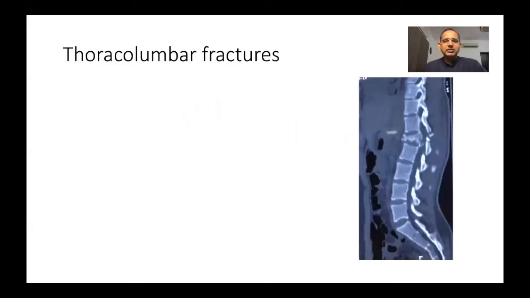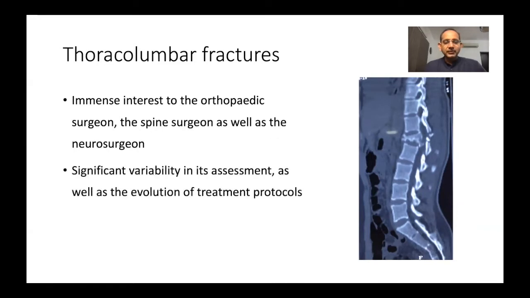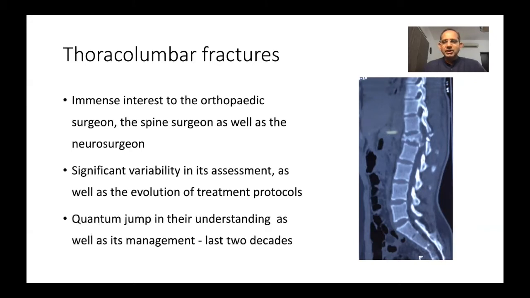Thoracolumbar fractures are one of the most common entities that we encounter in our trauma rooms. This is one entity that is of immense interest to the orthopedic surgeon, the spine surgeon, as well as the neurosurgeon. Significant variability exists in its assessment, as well as the evolution of various treatment protocols. However, in the last two decades, there has been a quantum jump in their understanding as well as its management.